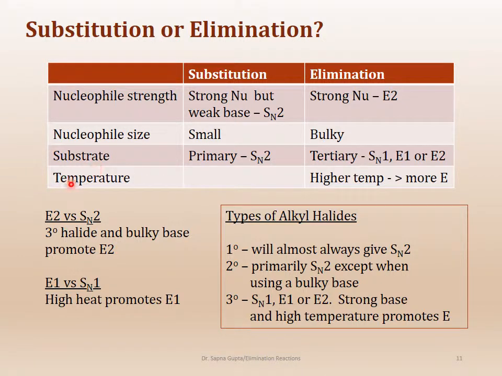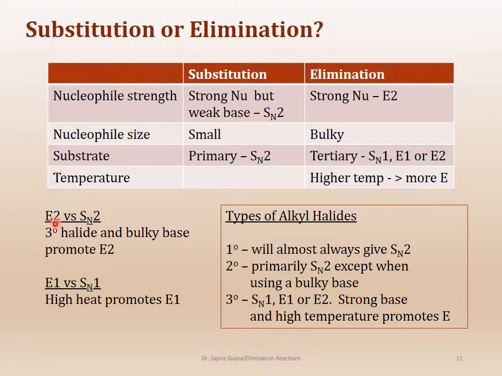The last thing to talk about here is temperature. Higher temperature will promote elimination. So if you want to promote elimination versus substitution, especially when you have an equal kind of nucleophile and base strength, then you need to have a higher temperature, and that will give you a little bit more elimination than substitution reactions. Okay, all right, a little bit more specific about E2 versus SN2.